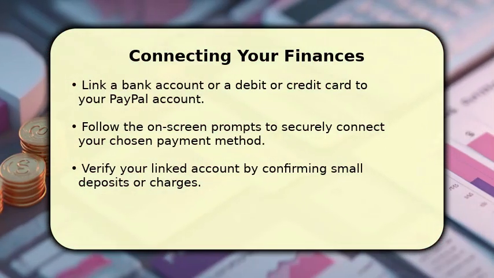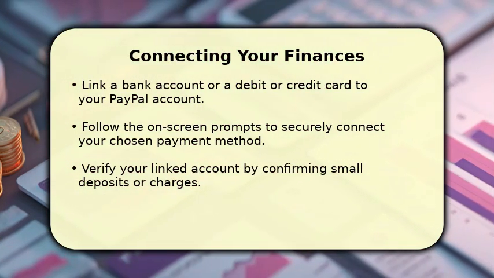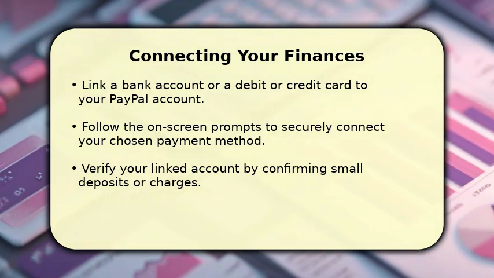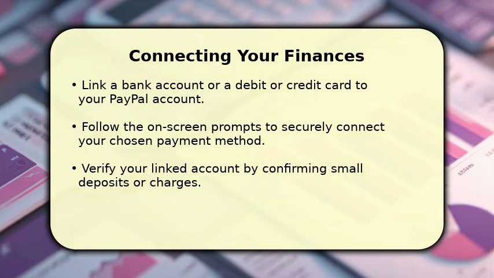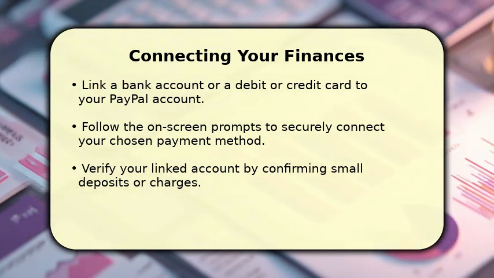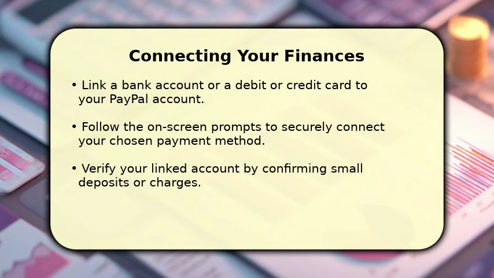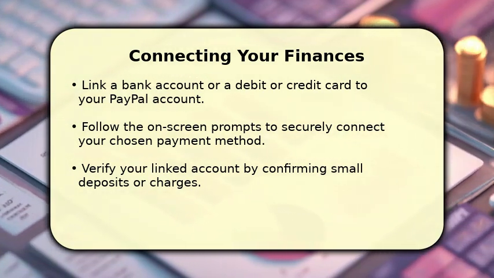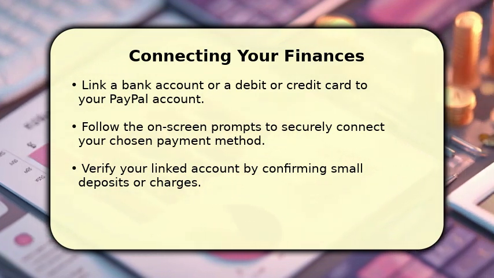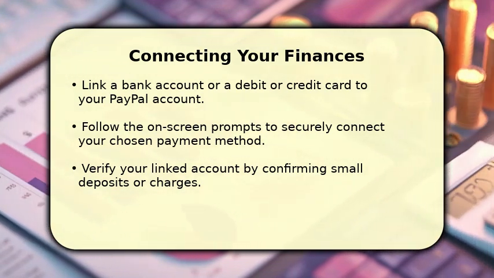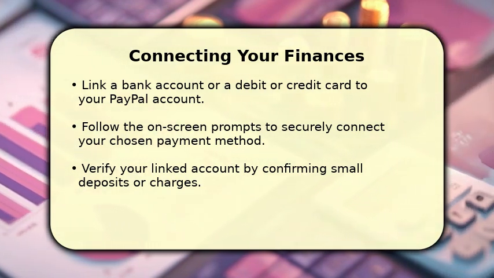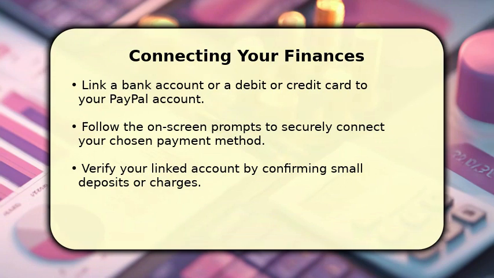With your basic information entered, the next step is to link a payment method. You can choose to connect a bank account or a debit or credit card. Follow the clear, on-screen instructions to securely add your chosen financial instrument. PayPal will often perform a small verification step, like making 2 tiny deposits to your bank account, which you'll need to confirm to finalize the link. This ensures your account is truly yours.